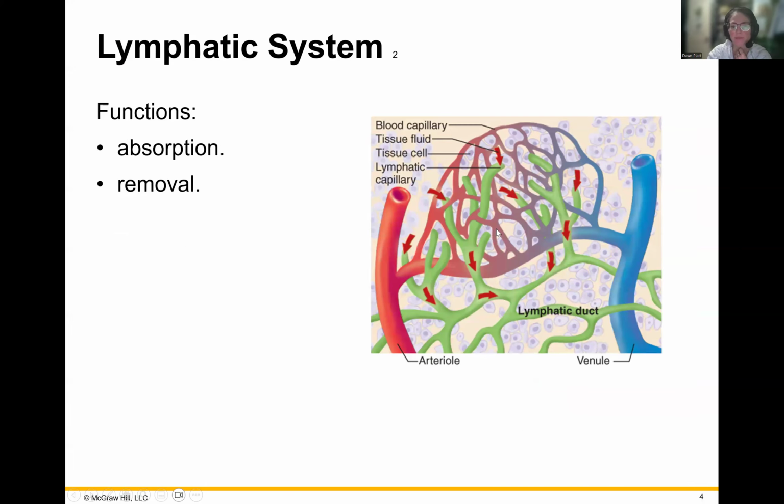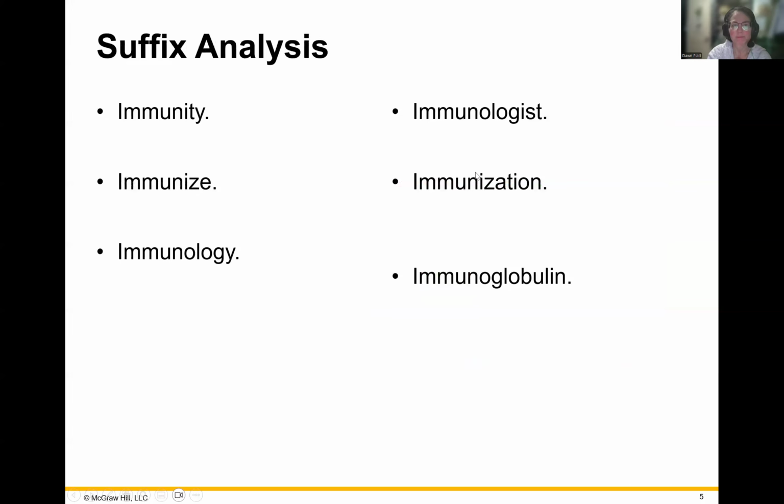All right, functions. This here just shows where the veins and the arteries connect, and how the lymphatic system kind of intertwines with the cardiovascular system. The functions are absorption and removal, because obviously you have these ducts, so it's going to help with taking the bad things, bacteria or antigens, and getting them out of your system.